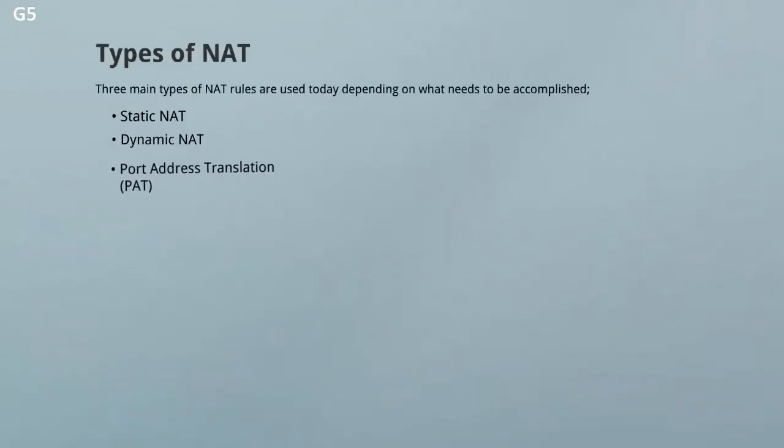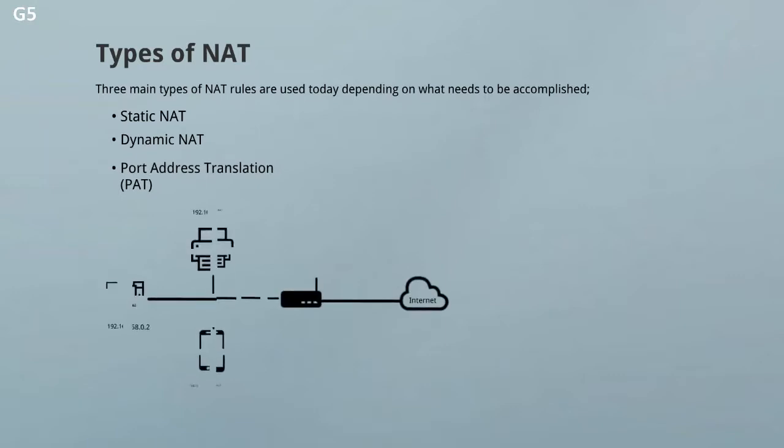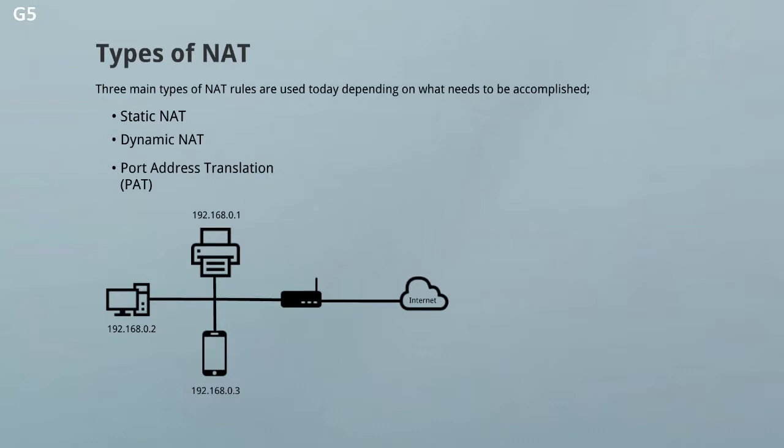Types of NAT. Three main types of NAT rules are used today, depending on what needs to be accomplished: static NAT, dynamic NAT, and port address translation, also known as overloading. Okay, now let's take a look at an example of a simple network system below.